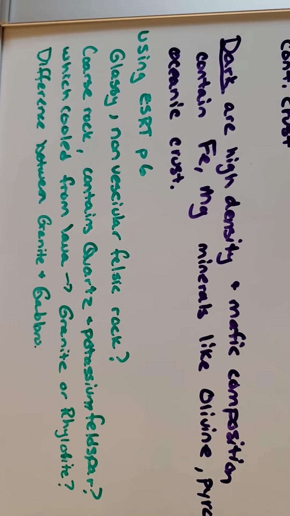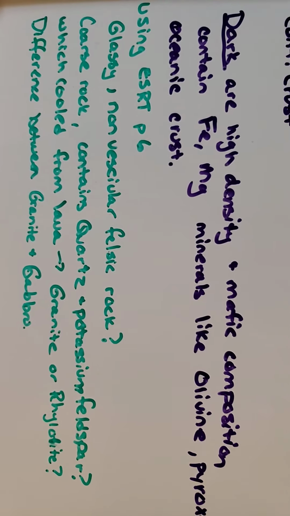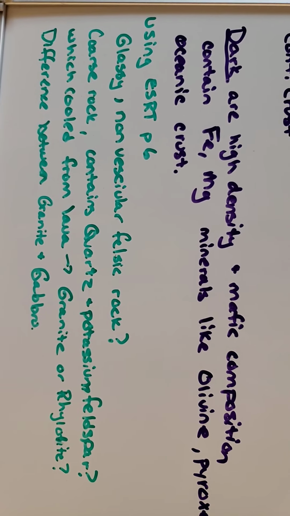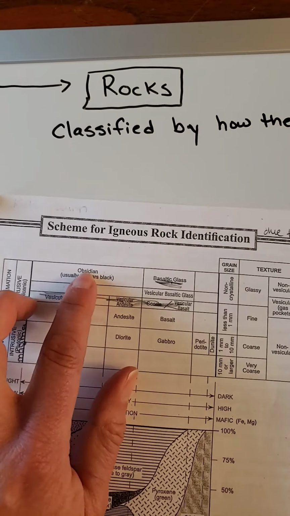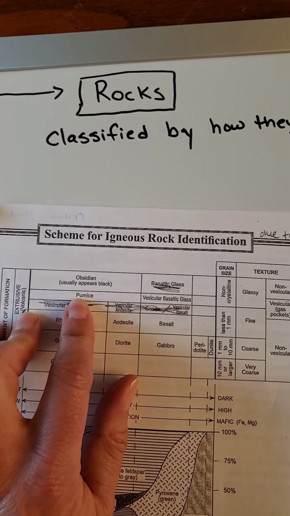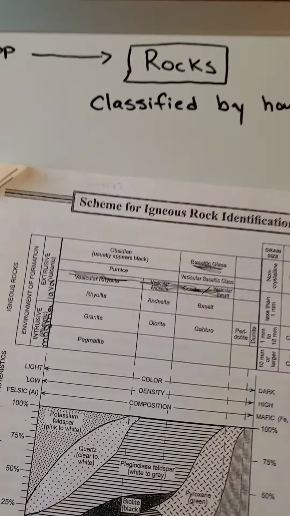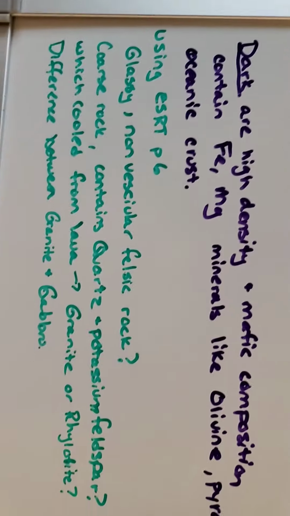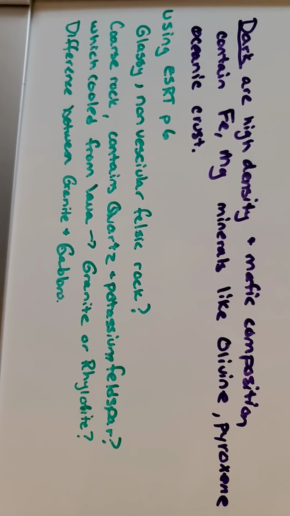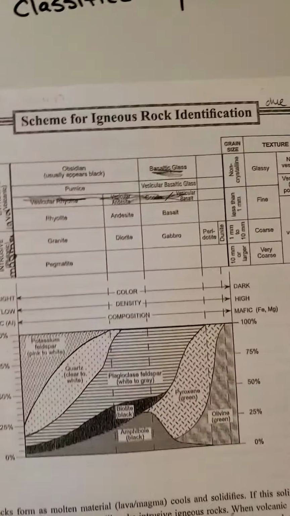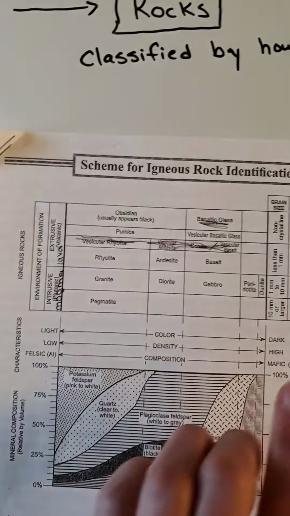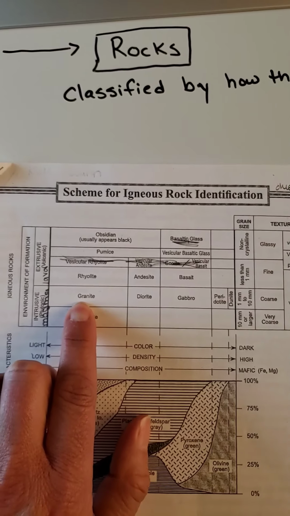If I was doing these questions here, some examples, you have to be able to use the chart to figure out which rock you are. Let's say you're glassy, non-vesicular, and a felsic rock. Here where glassy, non-vesicular, and felsic meet up, you're actually obsidian. If it was vesicular, then it would be pumice. The next example I have written is, what if you had coarse texture and contained quartz and potassium feldspar? That's another way of saying that you're on this side of the chart with coarse texture, so you would be granite.